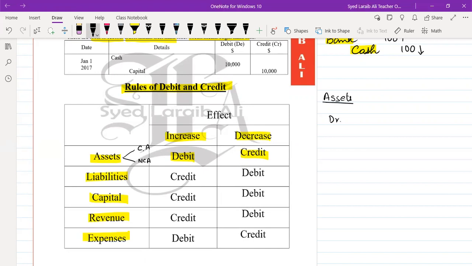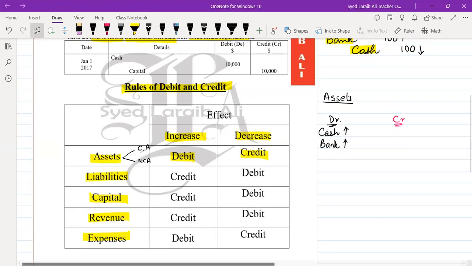I'm writing here debit and I'm writing credit, right? Now, assets such as cash, when cash increases in the business, when you receive cash, your cash account is increasing in the business. When it increases, it is recorded on debit side. When you receive a check, your bank increases, it is recorded on debit side.